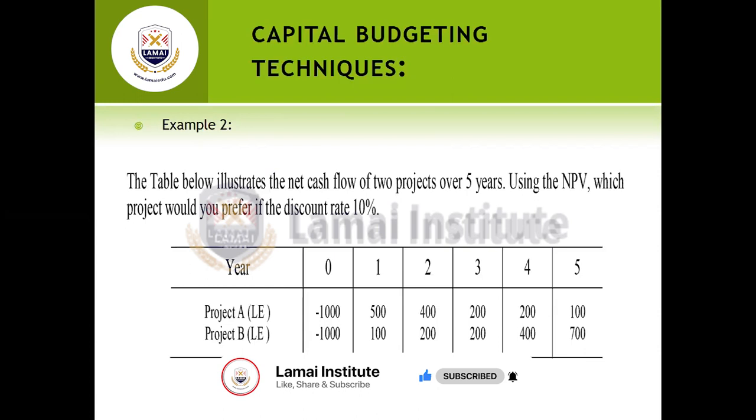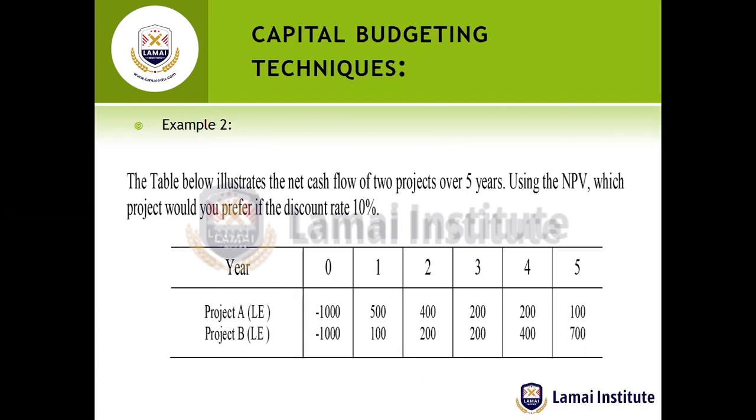So what you will do for project A, you will consider the C to be negative 100 divided by 1 plus 0.1 raised to power 0, because that's year 0. For year 1, you will have 500 divided by 1 plus 0.1 raised to power 1. For project A, year 2, you will also say C will be 400 divided by 1 plus 0.1 raised to power 2, and then now you're able to get that. So it is the same way we were applying the formula in the other example as well.